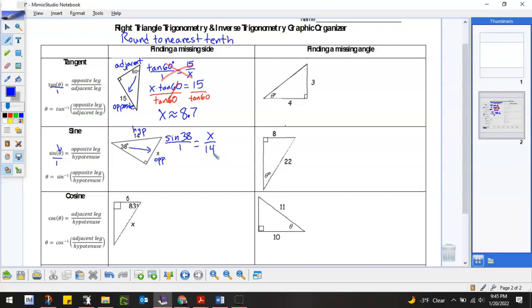Next step, cross multiplication. I'm going to take 1 times x and 14 times sine of 38. And you can always type that in as sine of 38 times 14. Just remember when you type in an angle on your calculator, it automatically puts a parenthesis there. So if you're taking sine of 38 times 14, you have to close that parenthesis so your calculator knows where the angle is.